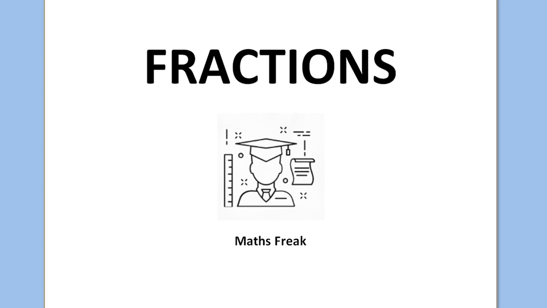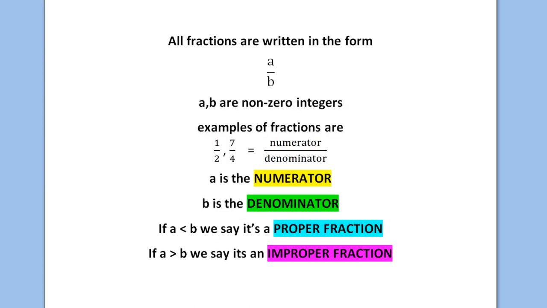Today we're going to talk about fractions. So all fractions are written in the form a over b, where a and b are non-zero integers. An integer is just a whole number like 1, 2, 3, 4. And we require them to be non-zero, especially b, because we're not allowed to divide by 0.